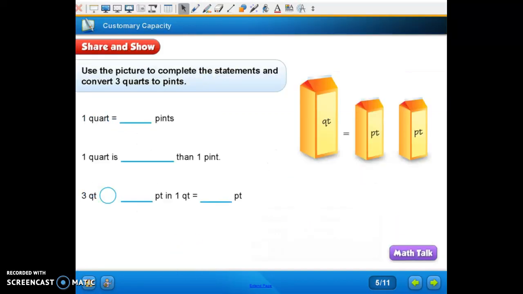All right, now we're on our share and show on page 410. It says use the picture to complete the statement and convert 3 quarts to pints. How many pints in 1 quart? Look at your picture. How many pints are over there? 2. So 1 quart is 2 pints. Now we're comparing 1 quart to 1 pint. Is the quart greater than or less than the pint? Greater.